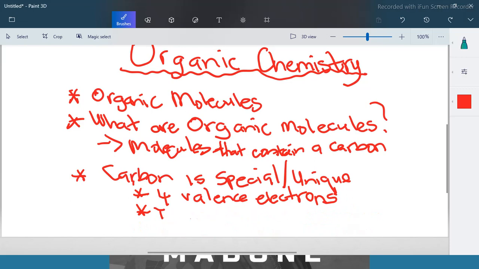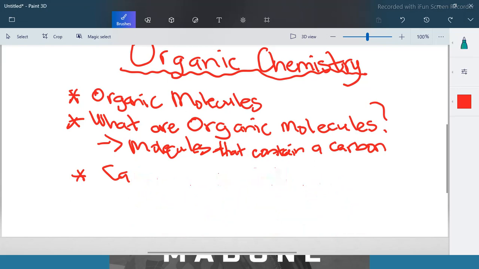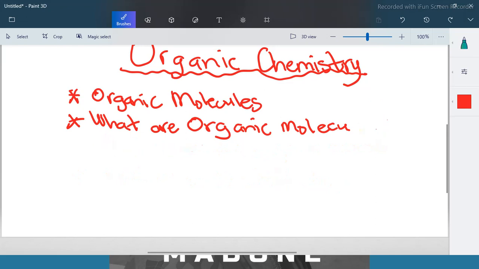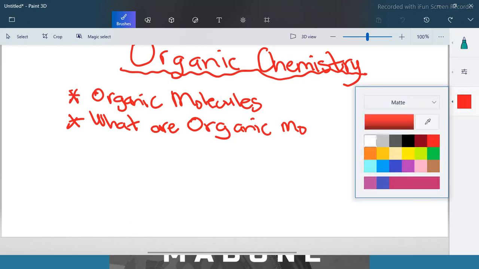Now we're going to branch into hydrocarbons, okay, guys? Now that we know how carbon is special and everything like that, we are told we have something called a hydrocarbon.